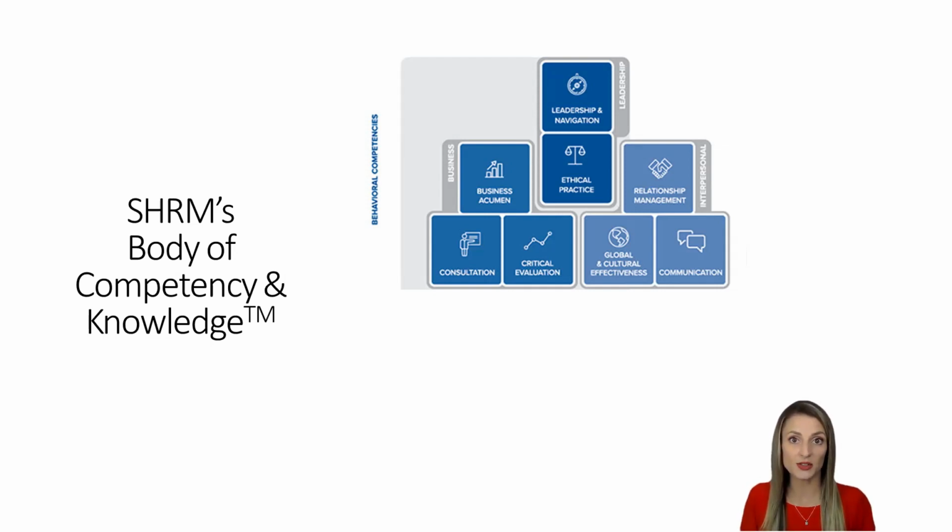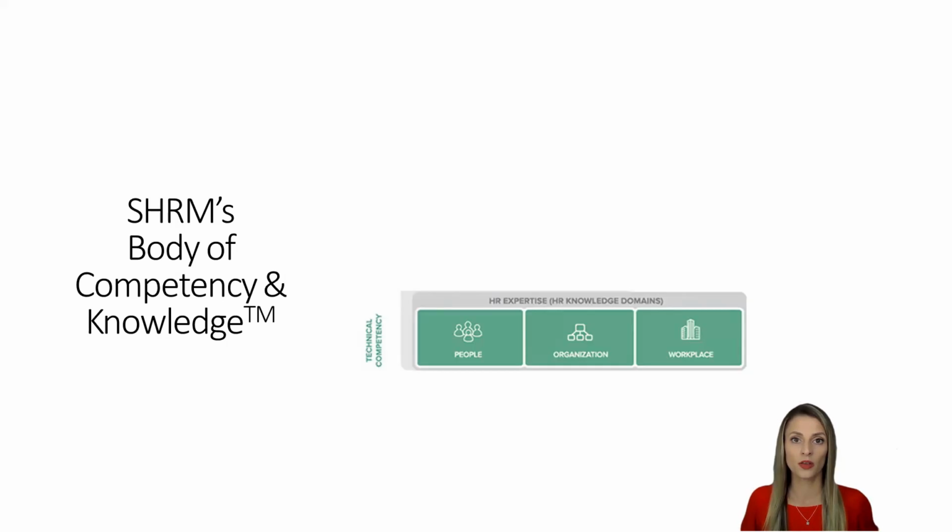Each competency is made up of multiple skills, multiple abilities, multiple qualities. There are also 3 categories or domains of the 1 technical competency included in this model, HR expertise. These 3 categories are people, organization, and workplace.